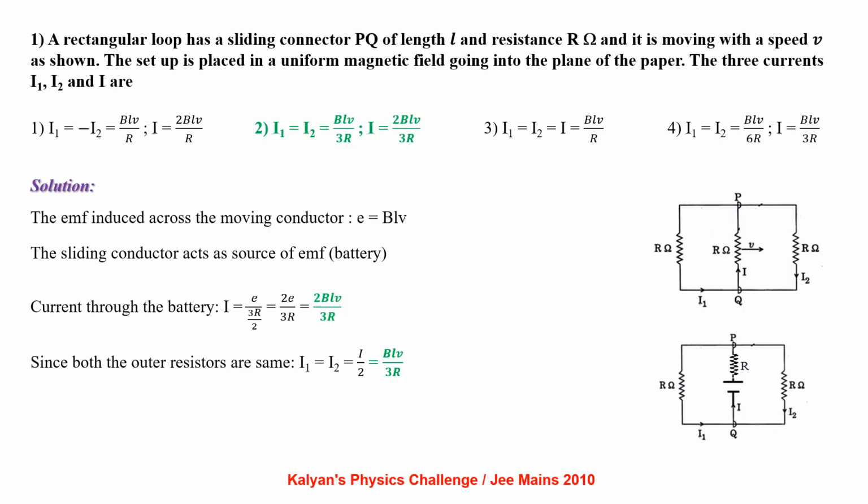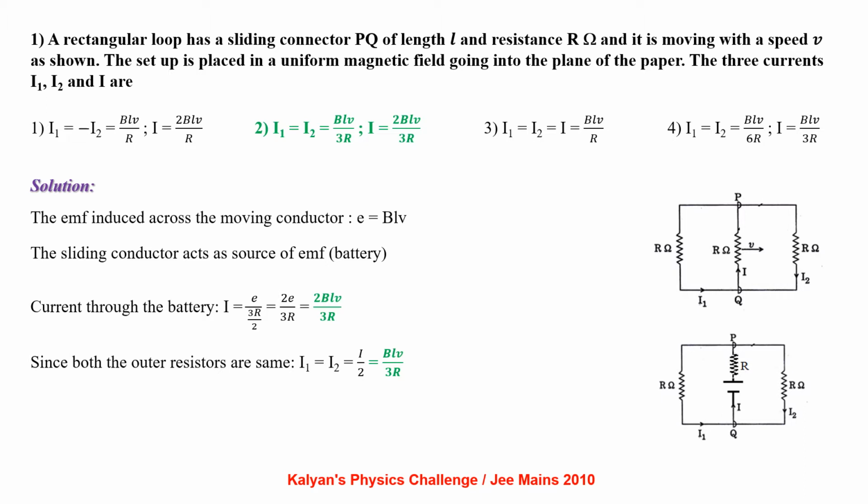A rectangular loop has a sliding connector PQ of length L and resistance R ohm, and it is moving with a speed V as shown in the figure. The setup is placed in a uniform magnetic field going into the plane of the paper. The three currents I1, I2 and I as represented in the circuit diagram are.